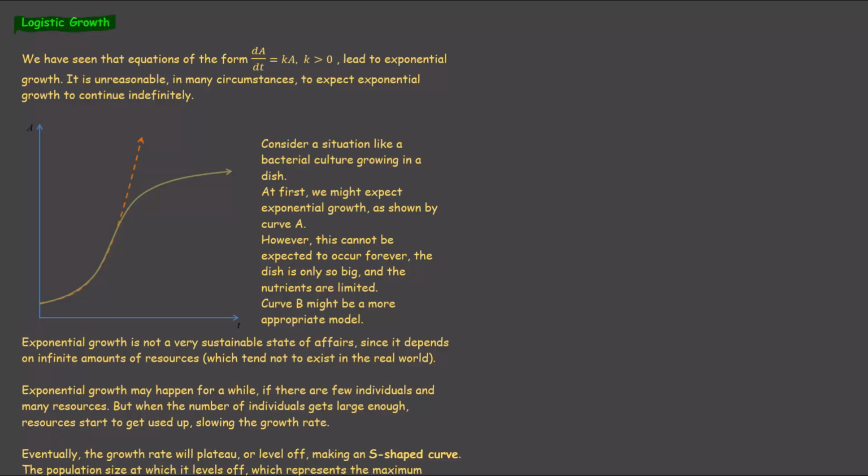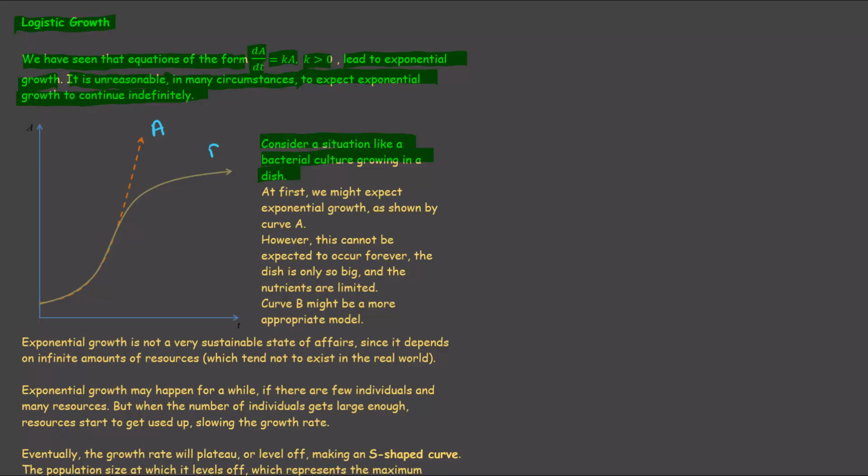Logistic growth. We have seen that equations of the form dA/dt = kA, where k is a positive constant, lead to exponential growth. It is unreasonable, in many circumstances, to expect exponential growth to continue indefinitely. Consider a situation like a bacterial culture growing in a dish, an experiment you may well have done in science.